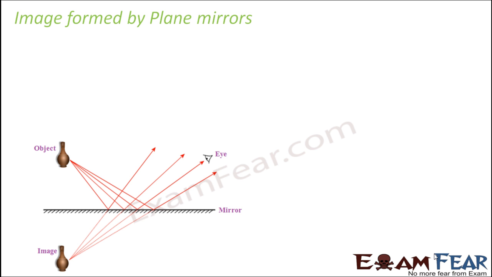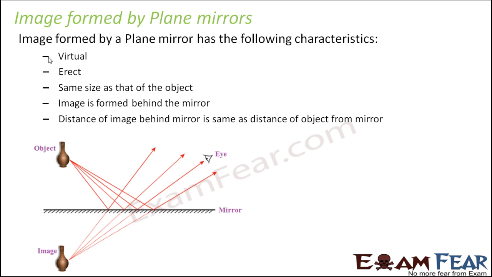So based on whatever we have discussed so far, what can we tell about the type of image which is formed by a plane mirror? So some of the characteristics are, the image is always virtual because the reflected rays never really meet. They appear to meet. So how do we make them meet? We actually make them meet behind the mirror by extrapolating the lines.